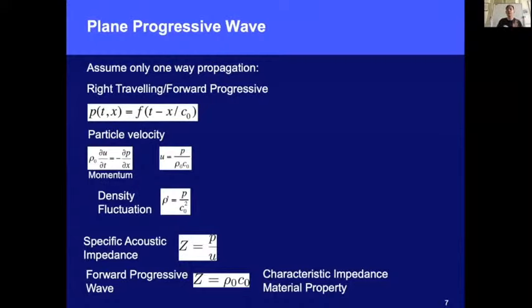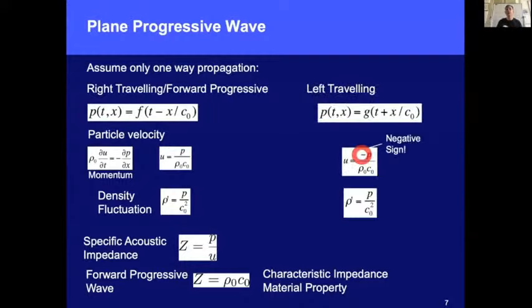And then, when we start looking at reflection, we also need to consider some cases of left traveling waves. If you remember, a left traveling wave has the functional form t plus x over c naught in the argument. If you put that into the momentum equation, you find that U is equal to minus P over rho naught c naught. So there's a negative sign in there. As a wave travels left, for a positive pressure, the particle velocity is going to be in the negative direction. So you have a negative particle velocity associated with it.